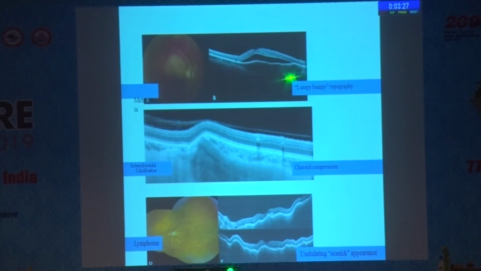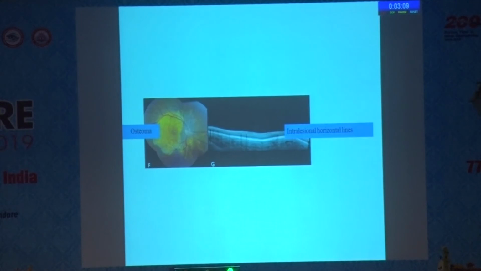and further back you can see the sclera, which you don't see in cases of, for example, sclerochoroidal calcification, because the sclera is coming from below and is basically compressing the choriocapillaris. In lymphoma also, you have the lumpy, bumpy appearance, but basically there's quite a huge undulation, which we call the C-sick appearance. Osteoma, you can't miss it even with the help of a fundus photograph, but still, if you want to image it, you can see the intralesional horizontal lines.